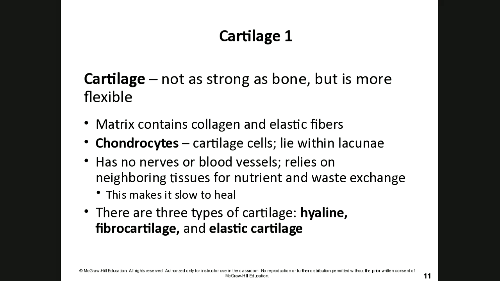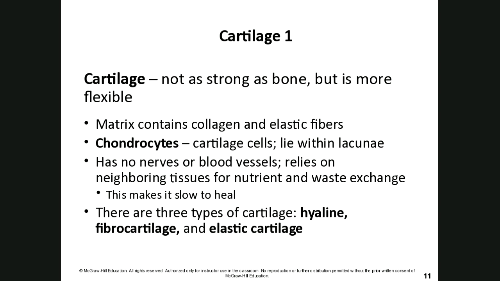There's more than one type of cartilage that we will find in the skeletal system. But before we talk about those other types of cartilage, let's talk about what cartilage is and what its job is. Cartilage is not as strong as bone, but the benefit of cartilage is that it's much more flexible. There are collagen and elastic fibers that make up the matrix of it. The cells that make up the cartilage are called chondrocytes, and like osteocytes, they also lie within the lacunae.